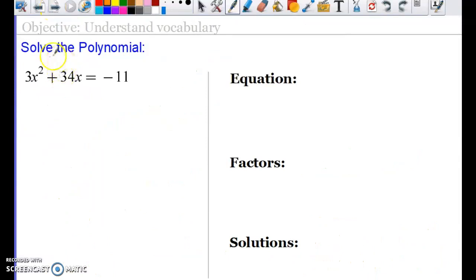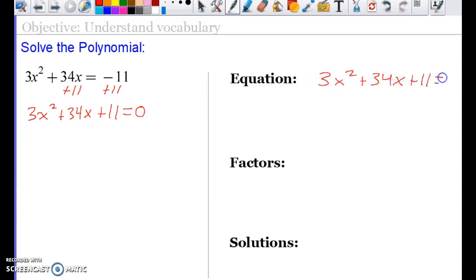Now over on this one, solve the polynomial. 3x squared plus 34x equals -11. Now I don't want to leave the side with a number on it. I want to use the zero product property, so that means that one of your sides has to be equal to 0. So my first step to solving this polynomial by factoring would be to add 11 to both sides. And so the equation I would solve would be 3x squared plus 34x plus 11 equals 0. So that's my equation.